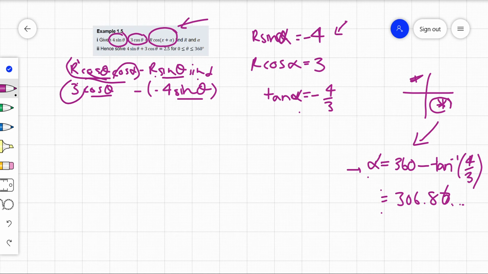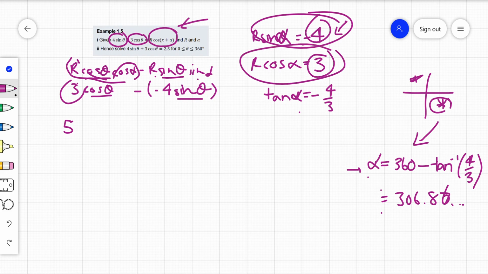The R is easy, of course, because I've got a 3, 4, so it's going to be 5. A 3, 4, 5 triangle. Remember how we get that: square, r squared sine squared alpha plus r squared cos squared alpha, and add them together. You're just getting sine squared plus cos squared is 1. Hopefully that's okay. I won't go into that.